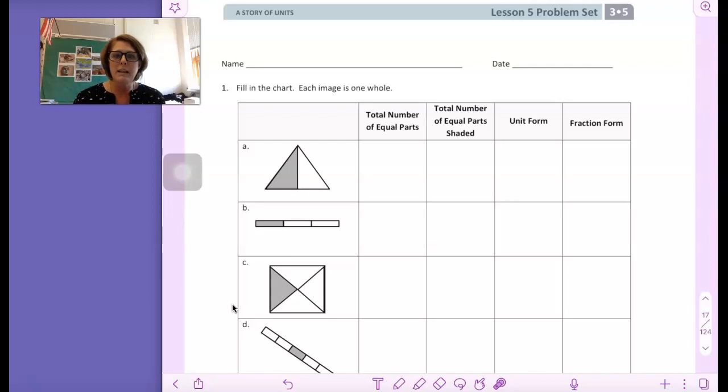And we're going to be filling in this chart together. And you can actually use this chart as a reference because it's going to have a lot of important information on it. So let's go ahead and look at the directions. It says fill in the chart. Each image is one whole. So we're looking at each shape or image picture as one whole, and then we're looking at the parts.